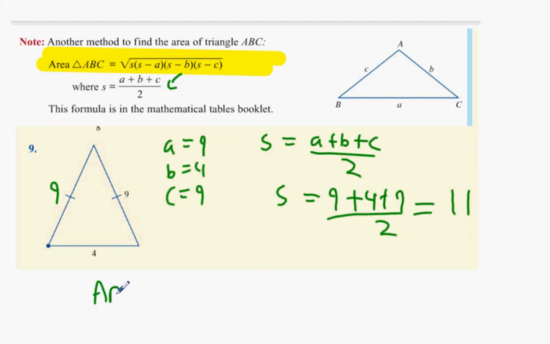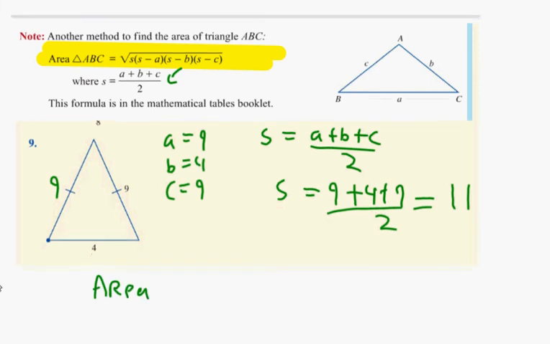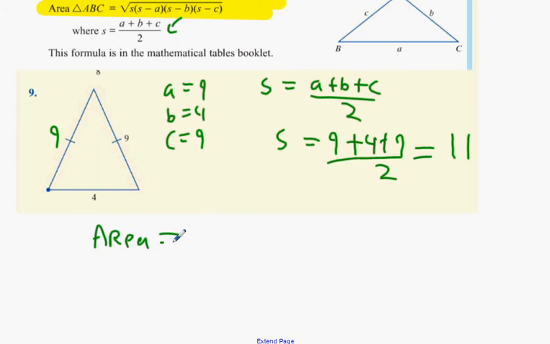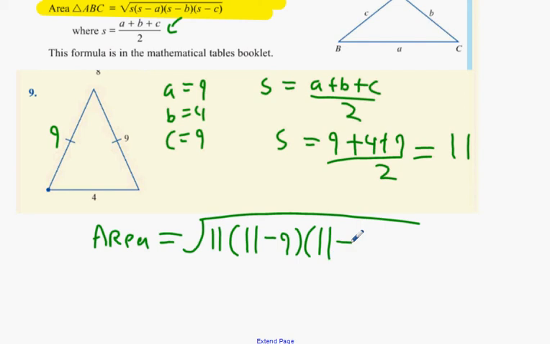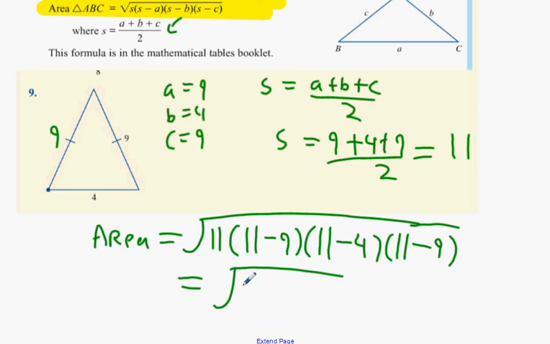So here's what we're going to do. We're going to say that the area, and there it is there, equals the square root of, now what is S? 11. 11 minus 9. Close bracket, exactly, okay? And what we're going to get here is 11 times 2 times 7 times 2. We're going to put that into the calculator. Don't get too happy about it. And 77 times 4.